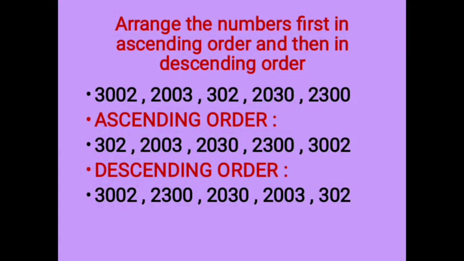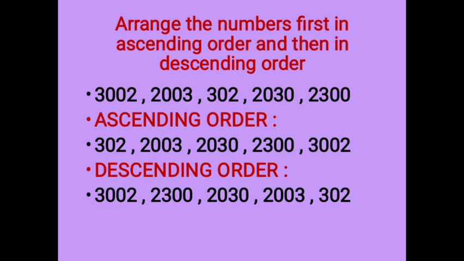Next, arrange the numbers first in ascending order and then in descending order. So again a series of numbers given to you. You have to arrange ascending order and then in descending order. Ascending means you have to arrange the numbers from smaller to greater. That means from small to big.